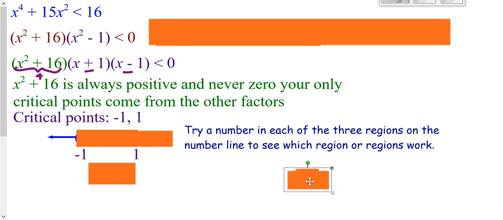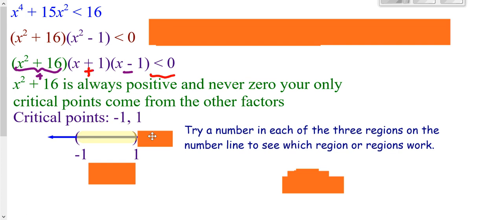We could try something in between, like -1/2, positive 1/3, or we could just try something like 0. So if I try 0, which is in between, that's always positive. 0 plus 1 is positive. 0 minus 1 is negative. A positive times a positive is a positive, times a negative is negative, and that's what we're looking for. So I like that, so I'm going to shade in between.